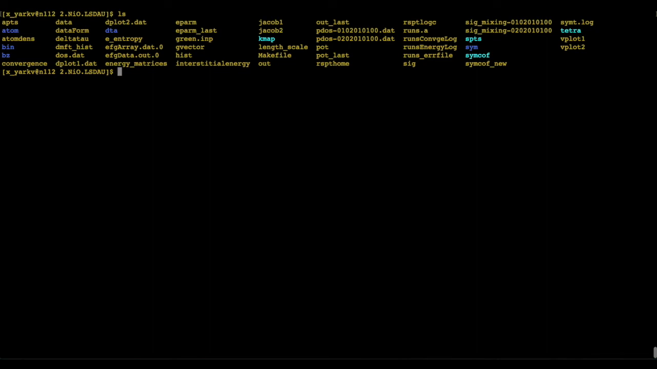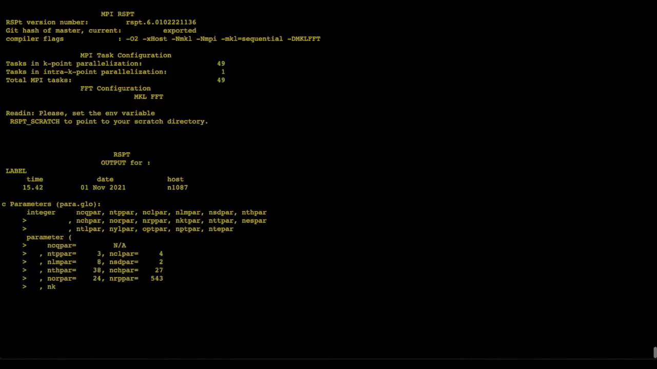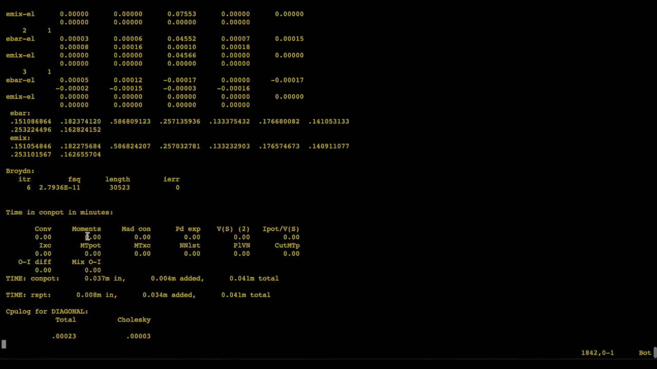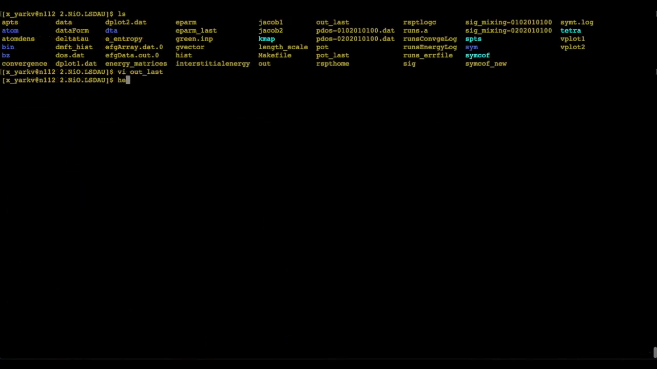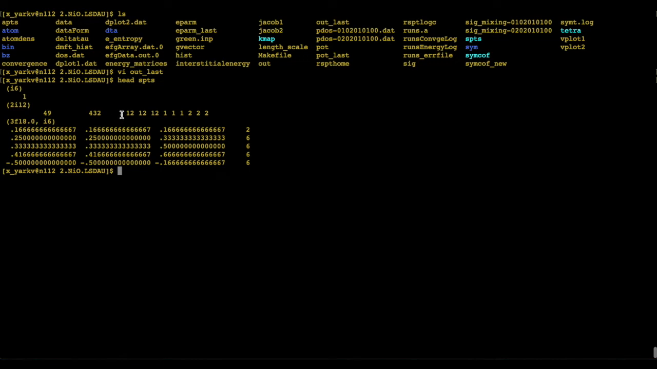So here it is. This is the LSDA+U calculation for nickel oxide. And again, as you can see, it's converged. The magnetic moments on the nickel atoms are about 1.7 Bohr magneton. Again, we check what k-point mesh was used in this calculation. So it was 12 times 12 times 12.